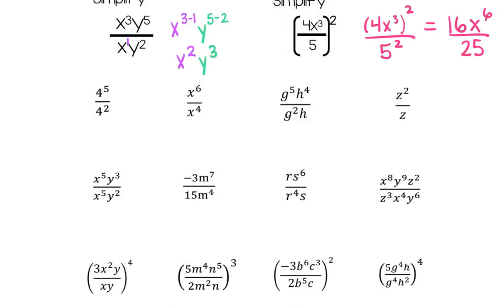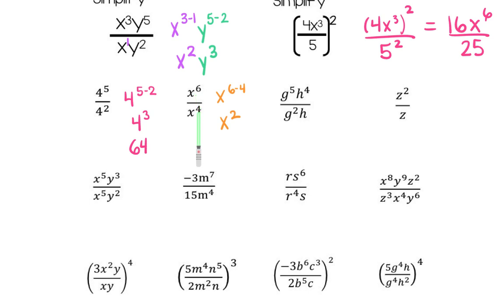Here is some practice to try on your own. In this case, 4 to the fifth divided by 4 to the second is 4 to the 5 minus 2 power, which is 4 to the third power, which is 64.